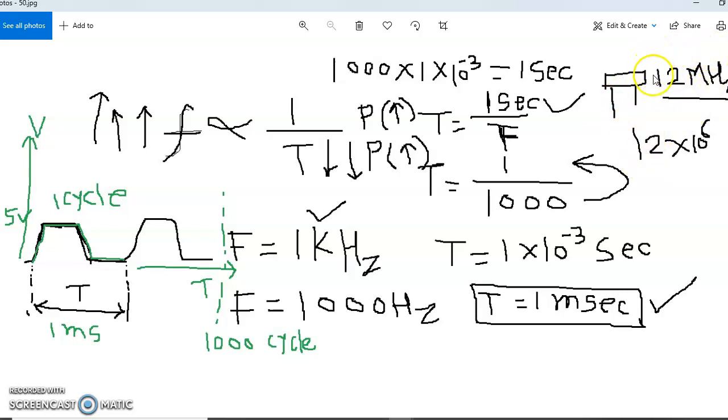Suppose we take the example of a 12 megahertz crystal oscillator, that is 12 into 10 raised to 6 hertz. What will be the execution time? Capital T is equal to 1 upon F, so 1 upon 12 megahertz. When megahertz goes in the numerator, 10 raised to 6 becomes 10 raised to minus 6, meaning microsecond. So execution time will be in microseconds. As we increase the crystal oscillator frequency, the execution time of the program will decrease. If execution time decreases, performance of the processor will increase. So this is important in terms of the crystal oscillator.